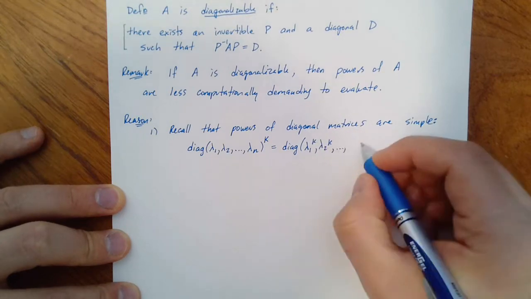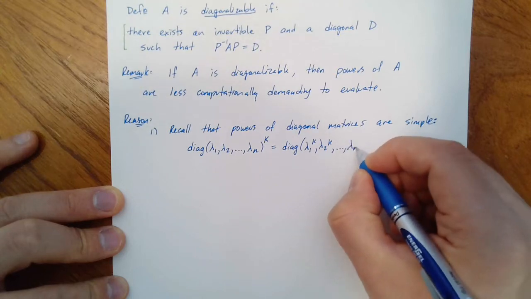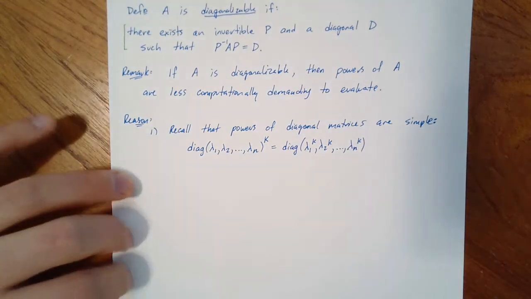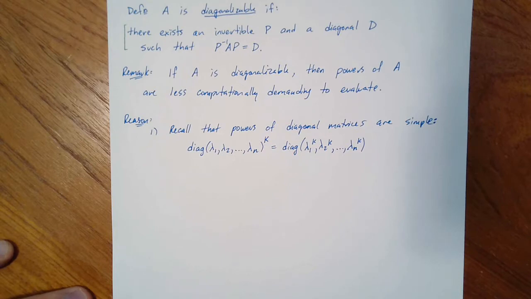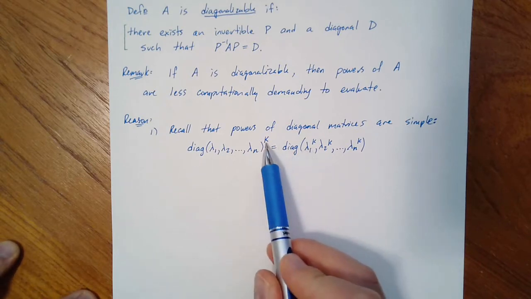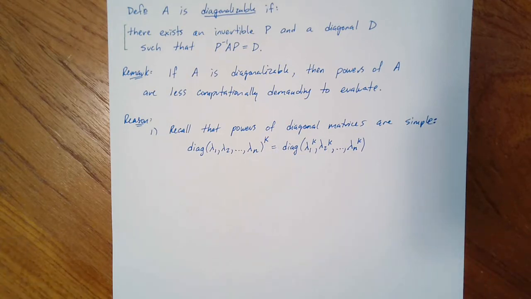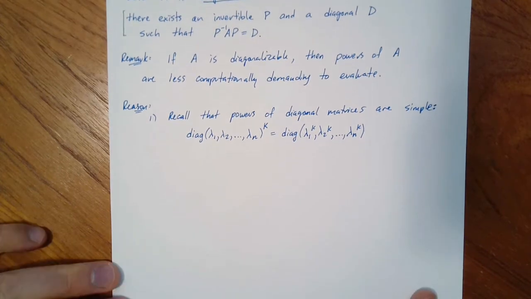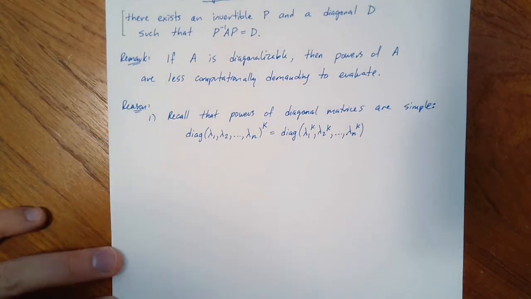So I'd have lambda 1 to the k, lambda 2 to the k, all the way up to lambda n to the k. So really I just have to take whatever my power is, I can just take each of those entries on the main diagonal to the power of k. Now that's certainly not the case in general, but it works out very nicely for diagonal matrices. So that's the first part of the reason to justify this remark.